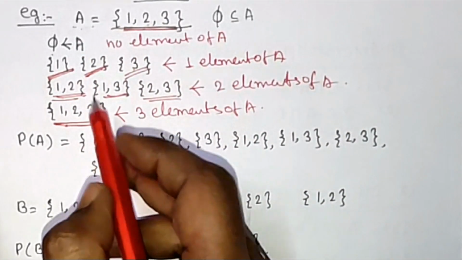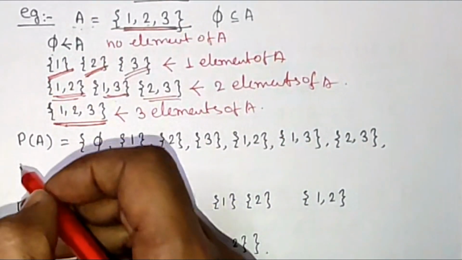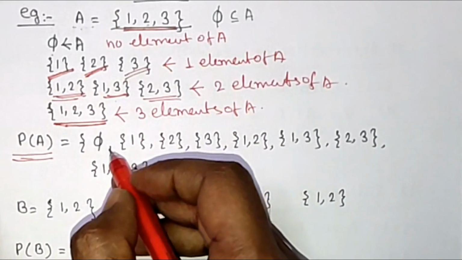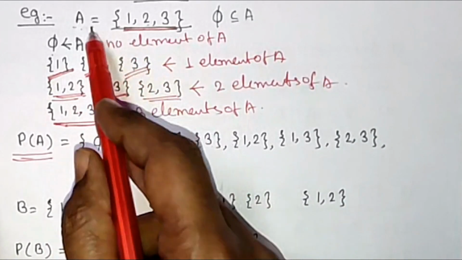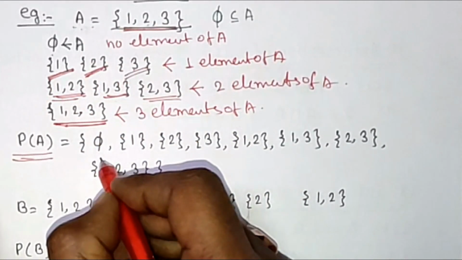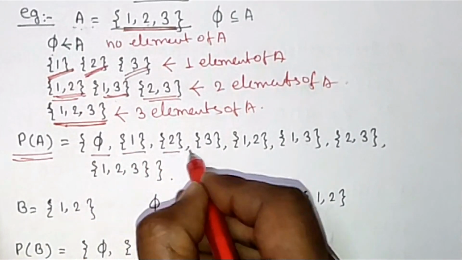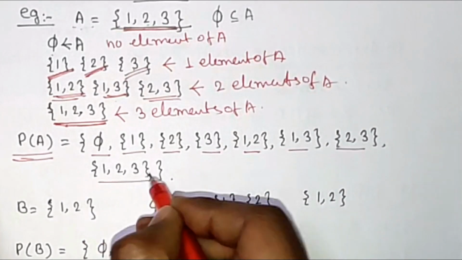So the collection of these sets, by definition of power set, is the power set and is denoted by P of A. So P of A is the collection of all possible subsets formed by the elements of A, and the power set of A is {phi, {1}, {2}, {3}, {1,2}, {1,3}, {2,3}, and {1,2,3}}.